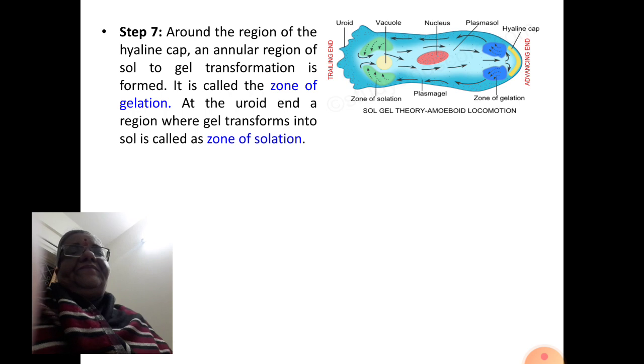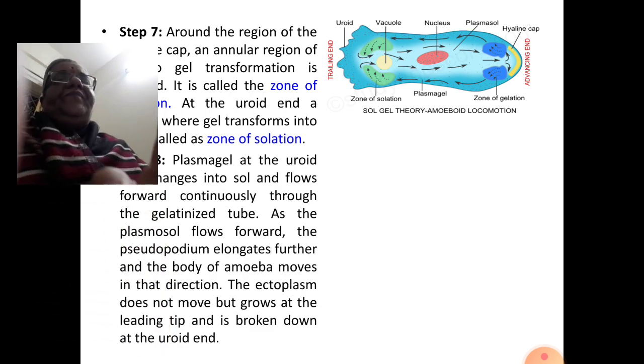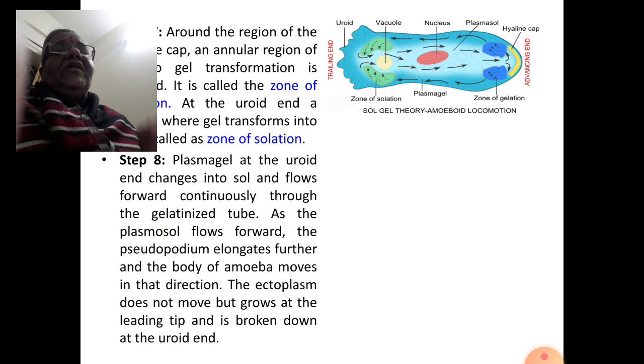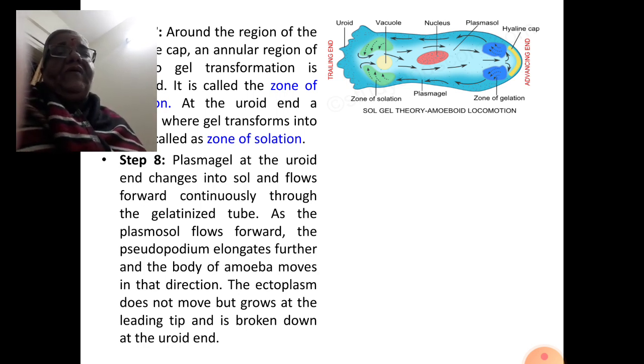Then step 8. Plasma gel at the uroid end changes into sol. In the anterior end, sol transforms into gel by losing water, and because of that water pressure, the pseudopodium is formed. And at the opposite end, gel transforms itself into sol by taking water. So plasma gel at the uroid end changes into sol and flows forward continuously.